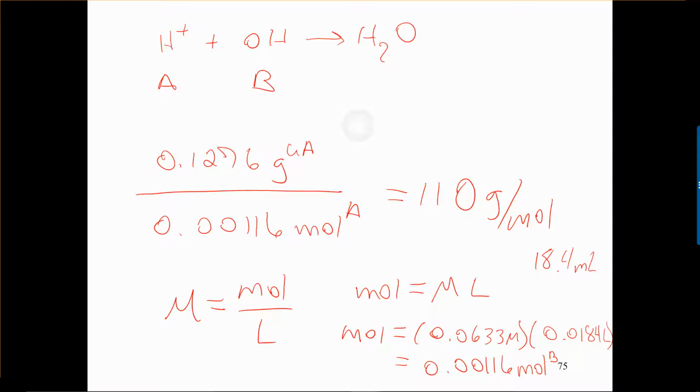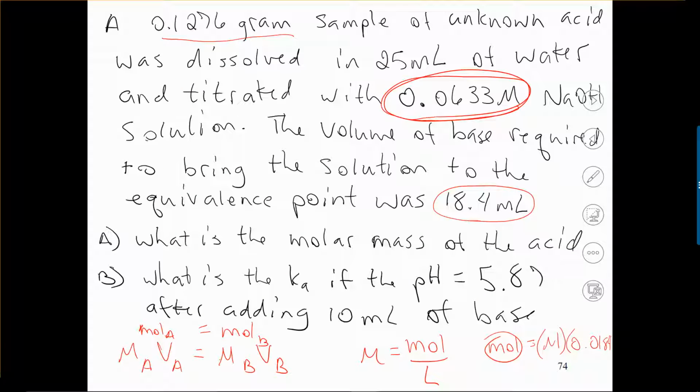Okay, so this one's a little more involved. Guys, that's an easy question. Okay, grams per mole, right? Find the moles of the acid. Okay, so here, what is the Ka? So we're looking for the acid constant of this thing that we just titrated. What is the Ka if the pH is 5.87 after adding 10 milliliters of the base.